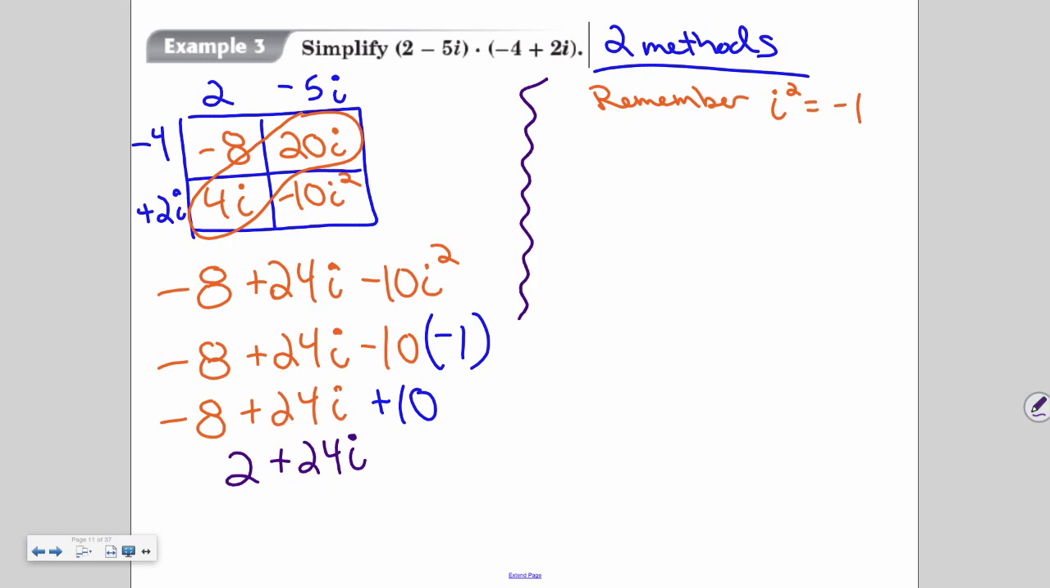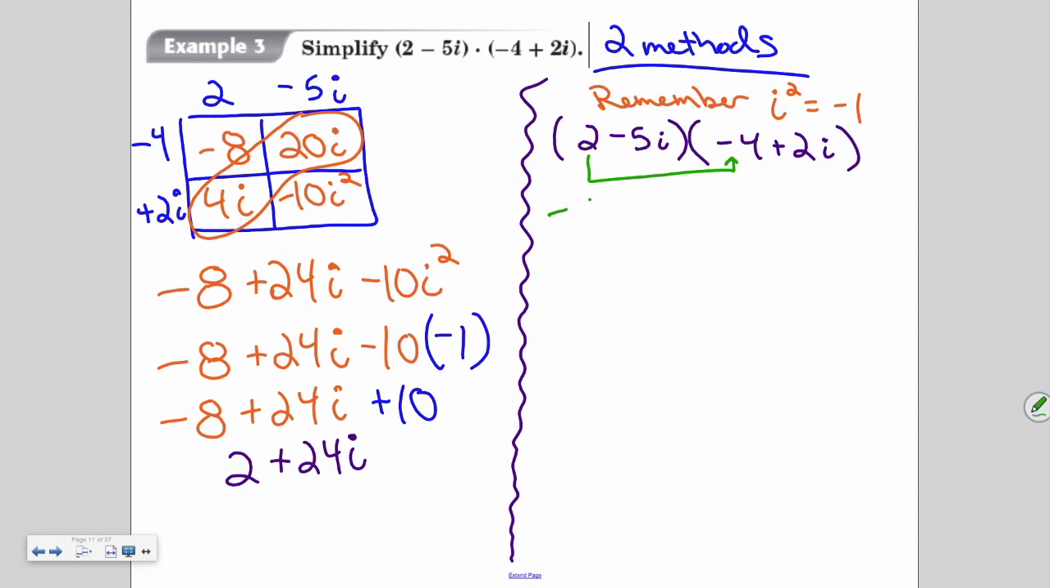The other method that I can do is called the FOIL method, where I am just distributing and I'm not using the box. It comes out to be the same answer. It's just another way of writing it. So I do 2 times -4 and I get -8. I then do 2 times 2i, which is plus 4i.